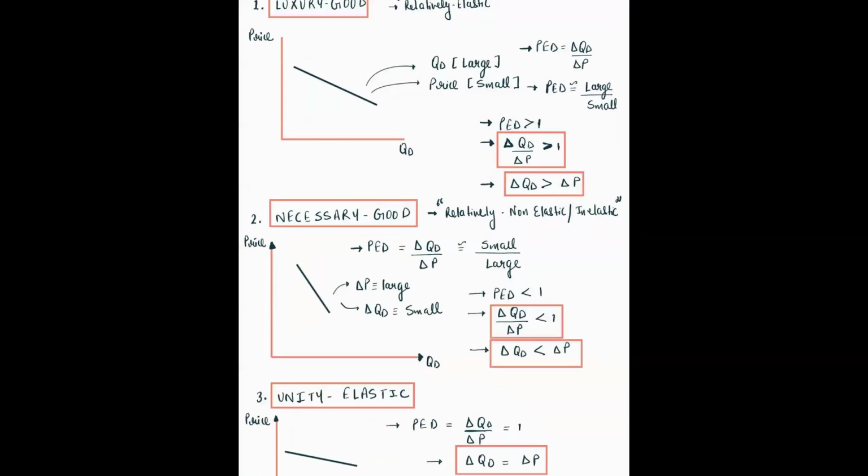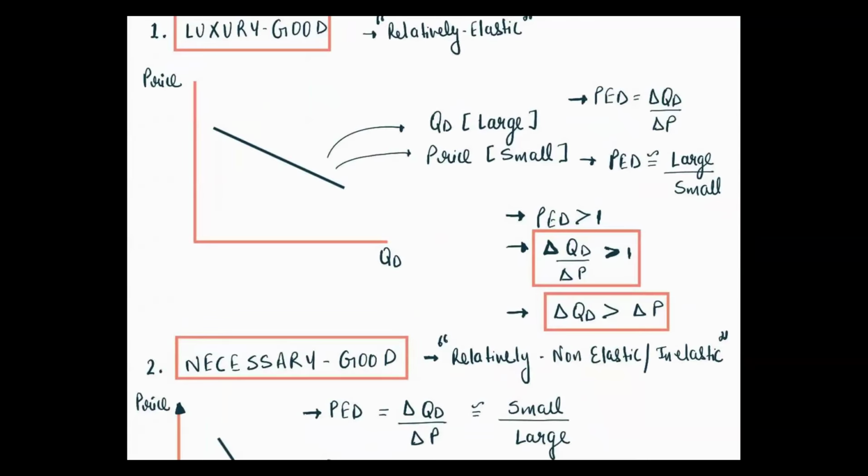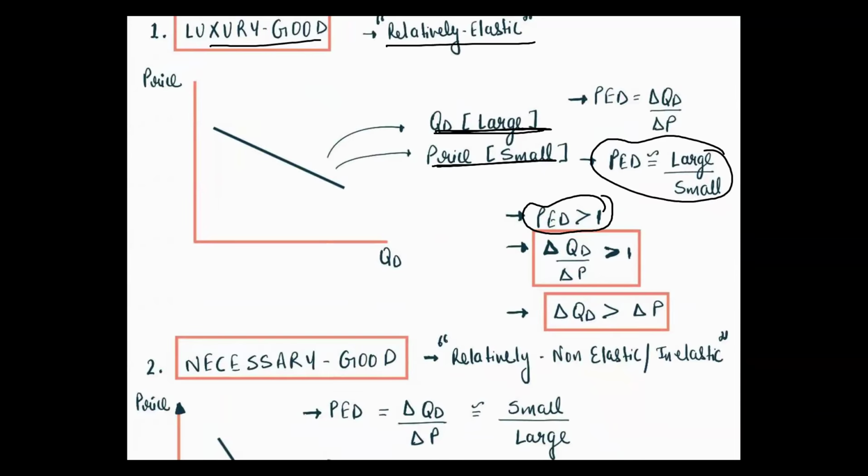So I have written down everything in one context. Luxury goods, obviously relatively elastic. You can understand why: there is a very large change in quantity demanded with a very small change in price, right? Is it clear? So always the PED will be greater than 1.